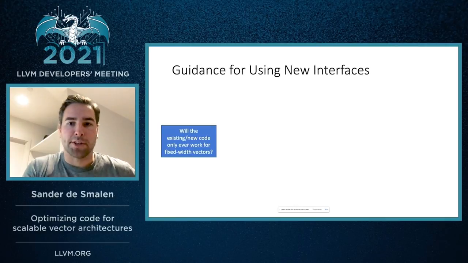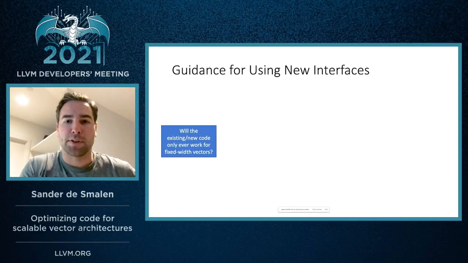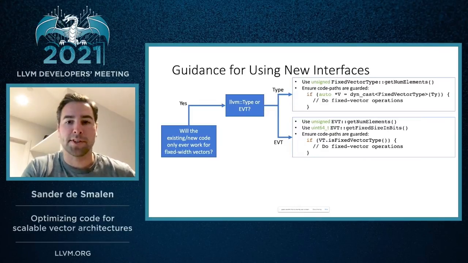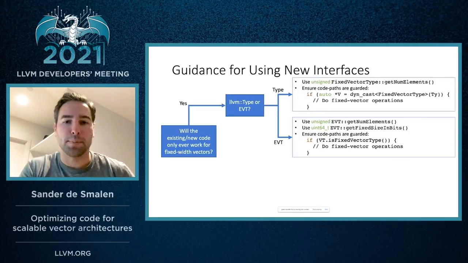So here is a little flowchart to clarify which interfaces to use and when. If the code only ever works for fixed width vectors, you can use the fixed width interfaces. So for LLVM type, this means using fixed vector type and its corresponding getNumElements method, which returns an unsigned. For EVT and MVT, this means using getVectorNumElements and getFixedSizeInBits, which return scalar values. Note that the MVT and EVT interfaces will assert that the type is not scalable, so please make sure to guard your code accordingly to ensure that scalable vectors don't end up going down this path.